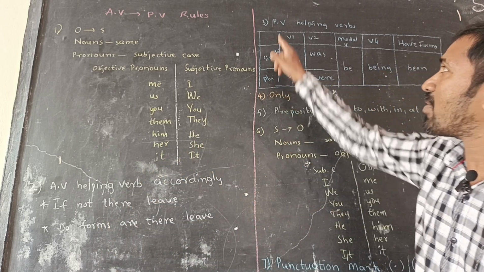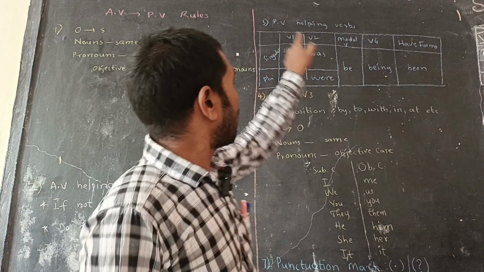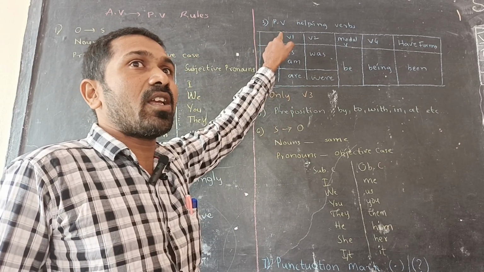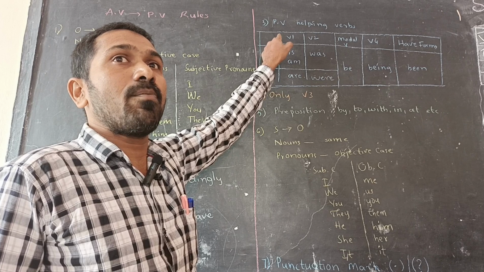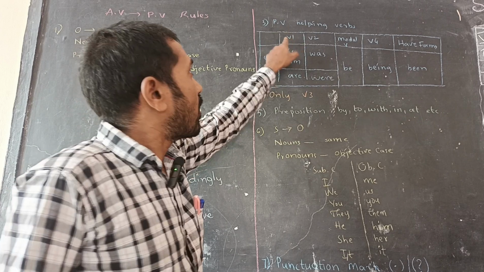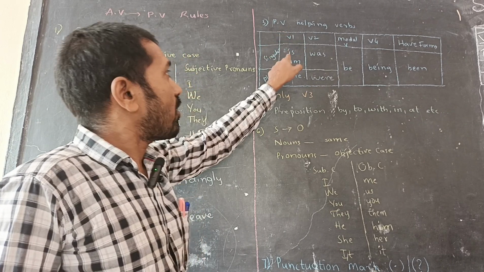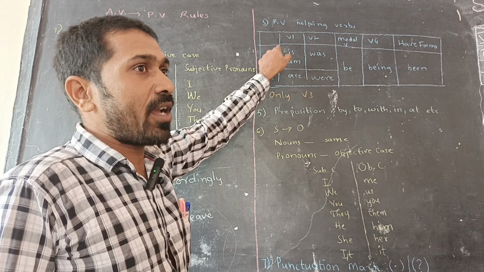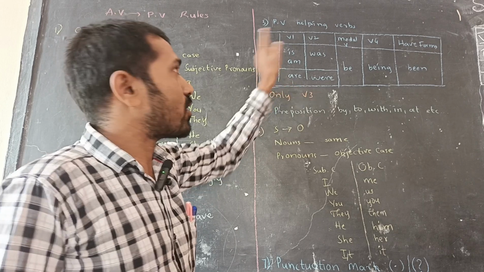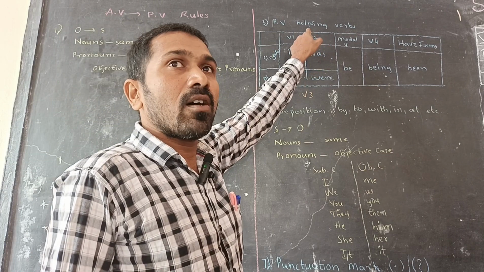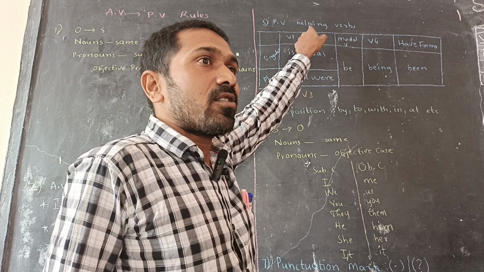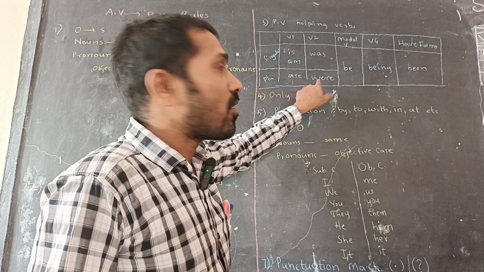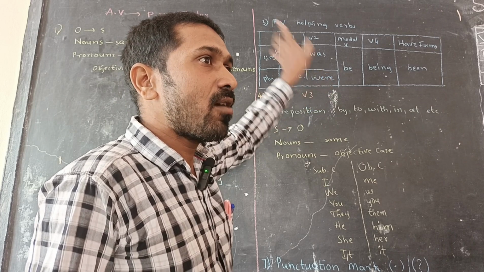Okay, next, step number 3, passive voice helping verbs. These are compulsory helping verbs we have to use in passive voice. If V1 is there in the active voice, then we have to use is for singulars, am for only I, and are for plurals. Next, if the active voice verb is in simple past V2, then we have to use was for singulars and were for plurals.